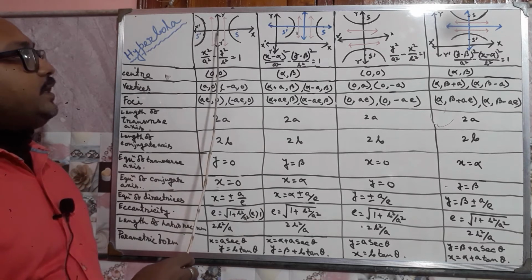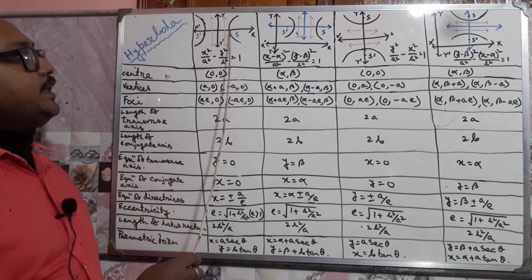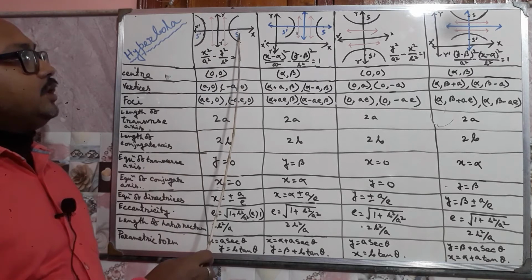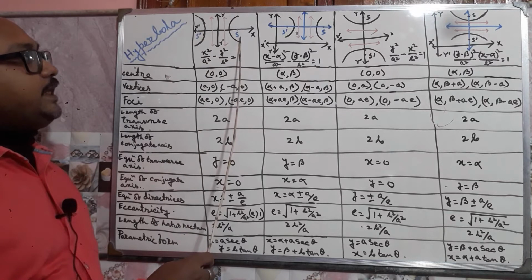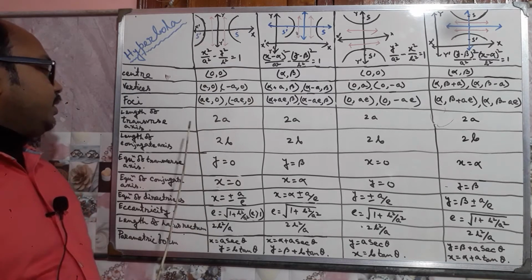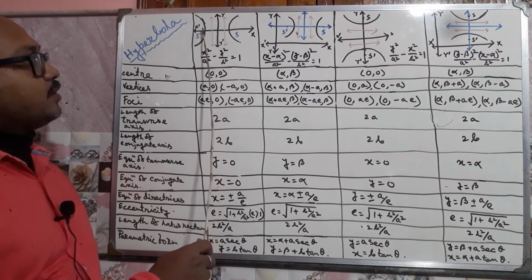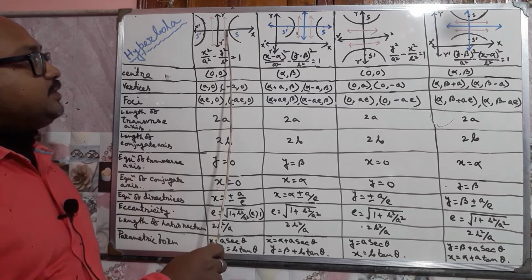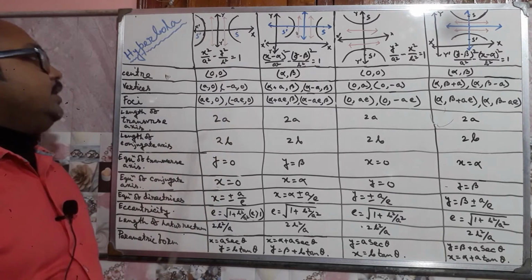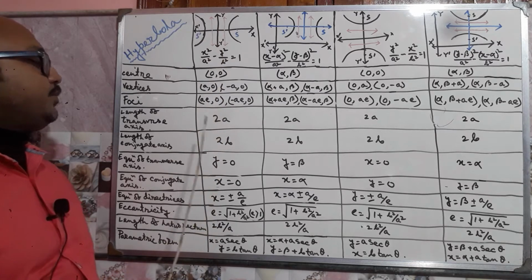What is the center here? The coordinate of the center is (0, 0), vertices (a, 0) and (minus a, 0). Foci, you see here this focus S is (ae, 0) and this S dash is (minus ae, 0). Length of the transverse axis, that is this length, the distance between two vertices, that is 2a unit, and length of the conjugate axis, this perpendicular to the transverse axis, that is 2b unit.